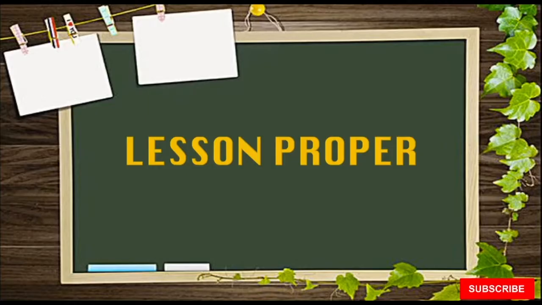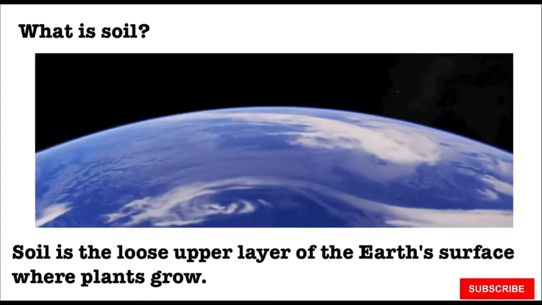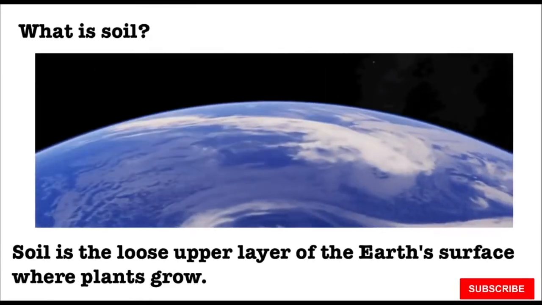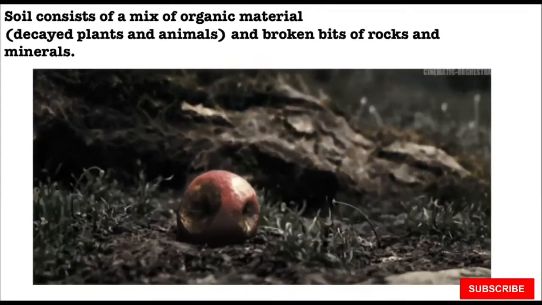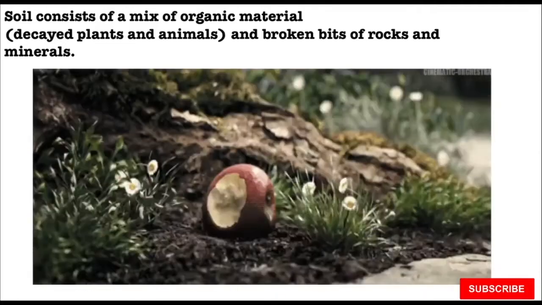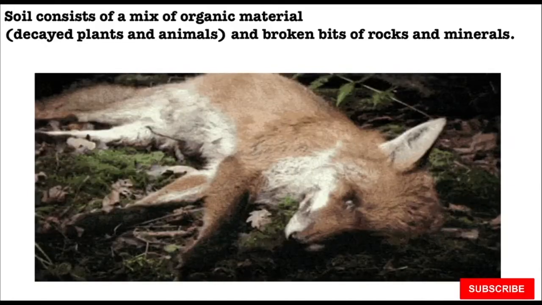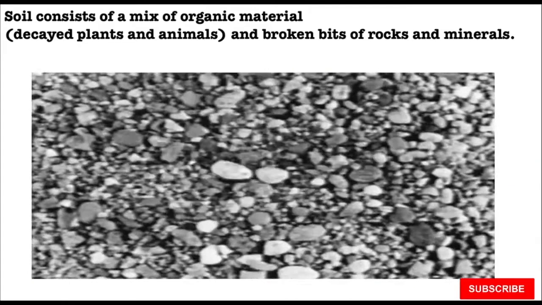Let's proceed to our lesson. What is soil? Soil is the loose upper layer of the earth's surface where plants grow. Soil consists of a mix of organic material, decayed plants and animals, and broken bits of rocks and minerals.